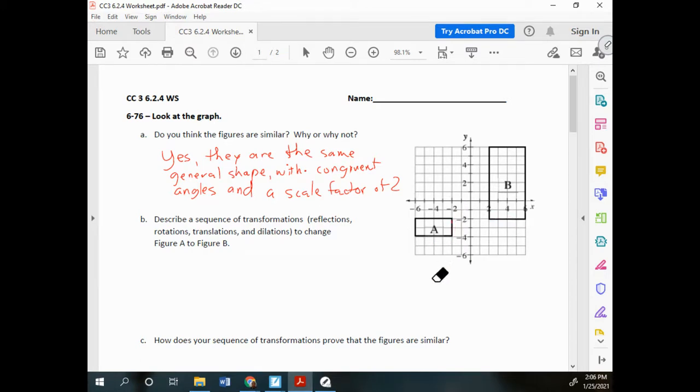All right, now what you're going to do is question B. Describe a sequence of transformations, reflections, rotations, translations, and dilations. Remember, dilation is multiplying something by something to make it bigger or smaller to change figure A to B. So we're starting with A, and you're moving A to B, okay? So tell me what you'd have to do to go from A to B. And again, you can do it on your worksheet there, but I want you to try to make a series of things that would go from A to B. And then I'm going to show you what I think would work best for this, okay? All right, so pause the video, write down your work, and then we'll discuss it. Unpause it when you're done.